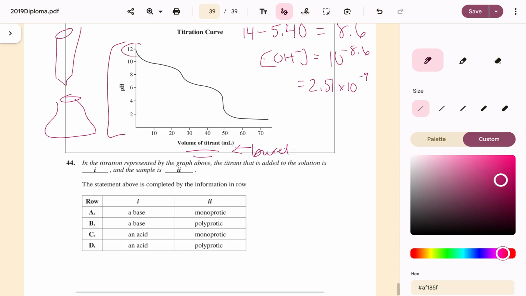So if your starting pH is closer to 12, we know that you're starting with a base. And if your ending pH is closer to 0 or 1, you know that you were titrating with an acid. So the first part saying the titrant that is added, that would have to be an acid. And then because you have this one equivalence point and this second equivalence point, it means that you had something that could react again, and that means you're polyprotic, not monoprotic. So that would be D.